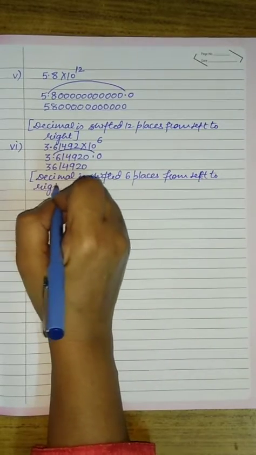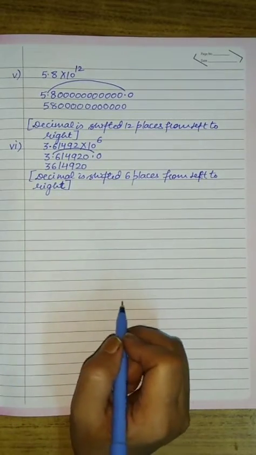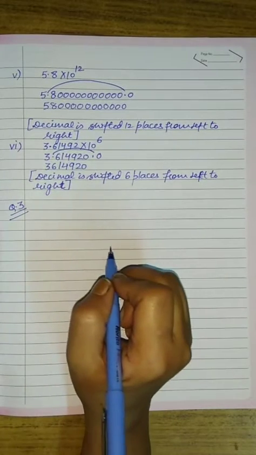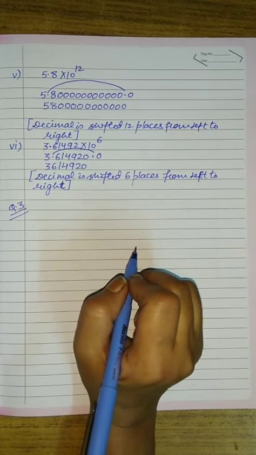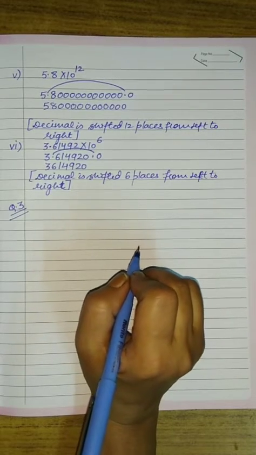Now with this part, our question number 2 is completed. Now I am going to start question number 3. In question number 3, we are given: express the numbers appearing in the following statements in standard form.